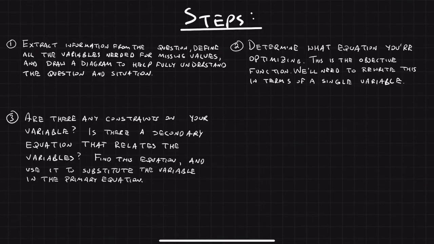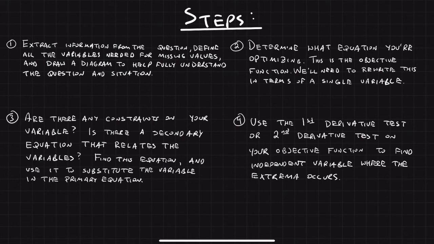So step 3 is where we actually consider the constraints. If there is a secondary equation that relates the variables together, then use that equation to substitute in for the variable in the primary equation. Step 4, this is where we actually do the optimization part. Use the first derivative test or the second derivative test on your objective function to find the independent variable where the extrema occurs.